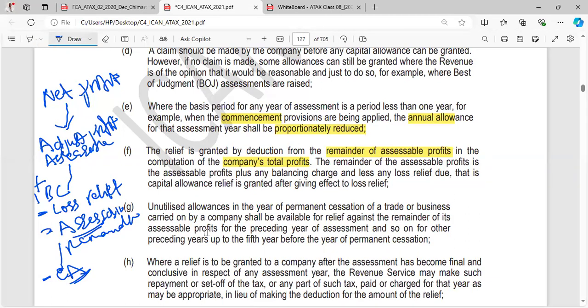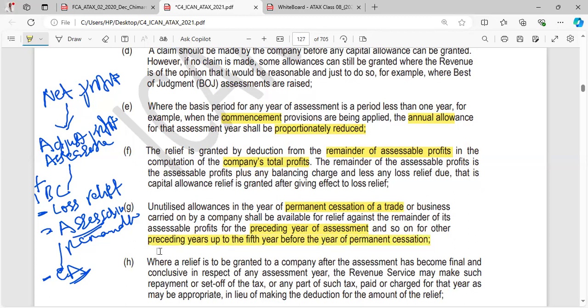Now we are told again here that unutilized capital allowances in the year of permanent cessation of trade or business carried out by a company shall be available for relief against the remainder of its assessable profit for the preceding year of assessment, and so on for other preceding years up to the 5th year before permanent cessation.